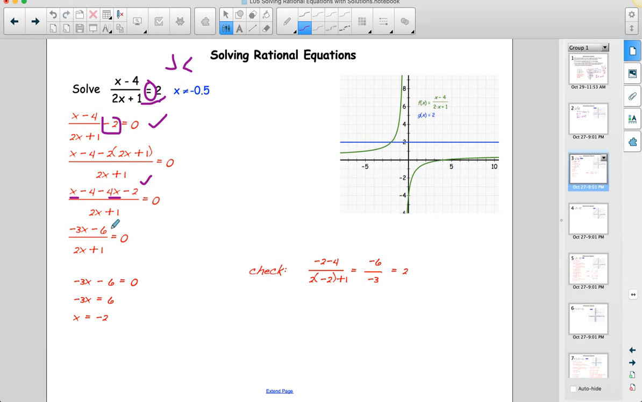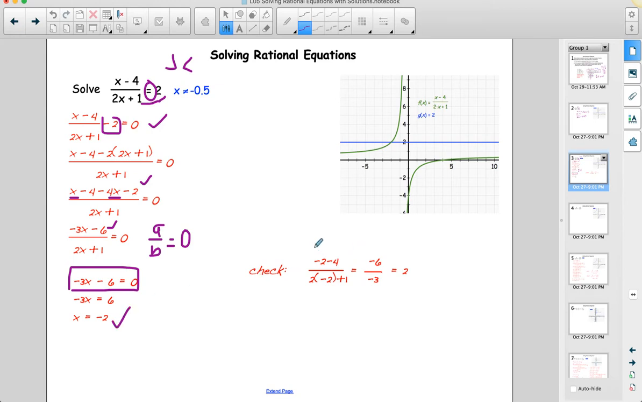Negative 4 minus 2 gives me negative 6. So this is negative 3x minus 6 over 2x plus 1. Again, I have an expression a over b, it's a quotient. A quotient of 2 values is supposed to be 0. The numerator needs to be 0. So negative 3x minus 6 needs to be 0. That gives me negative 3x needs to be 6, so x needs to be negative 2.